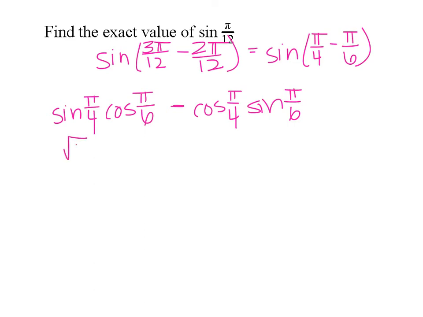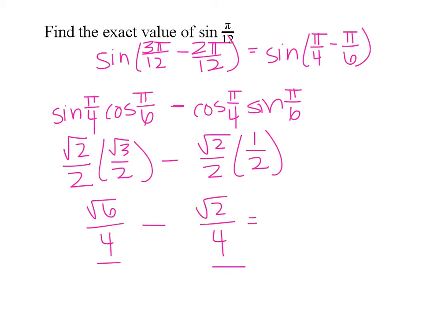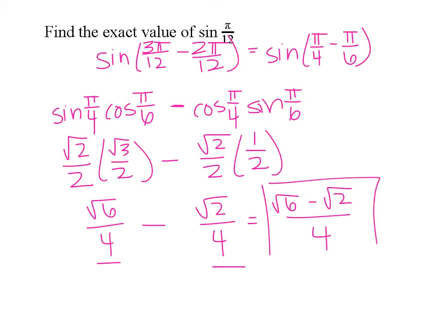Sine of pi over 4 is root 2 over 2. Cosine of pi over 6 is root 3 over 2. Cosine of pi over 4 is root 2 over 2. Sine of pi over 6 is 1/2. Multiply: root 6 over 4 minus root 2 over 4. Common denominator, so you can combine it into one: root 6 minus root 2 over 4.